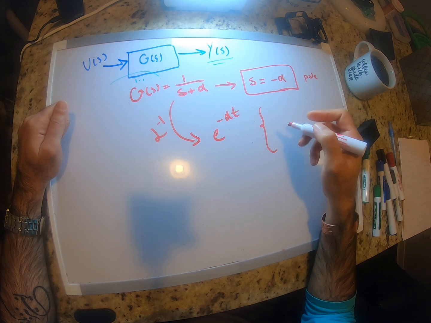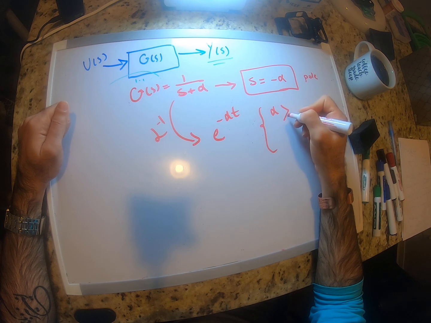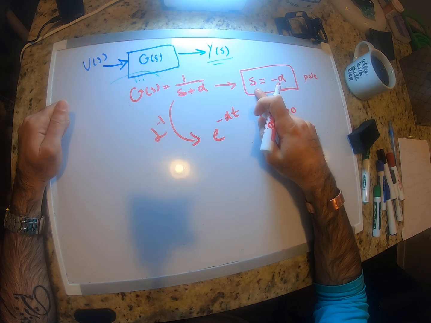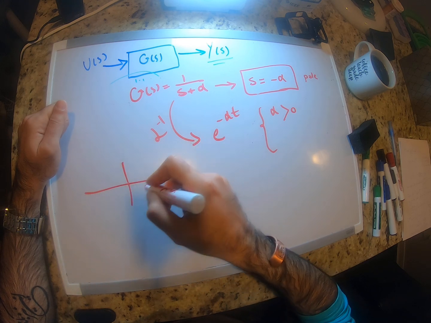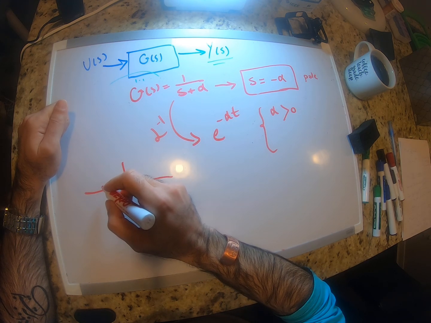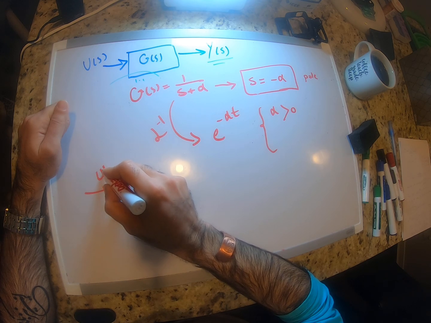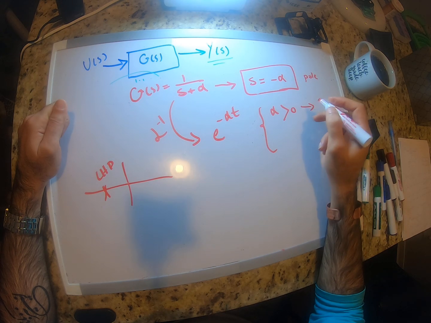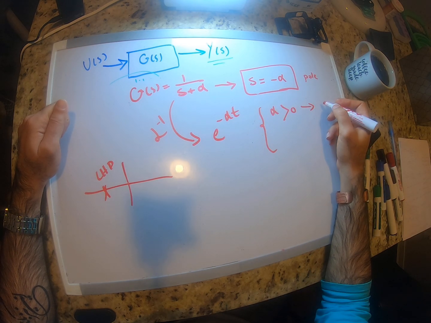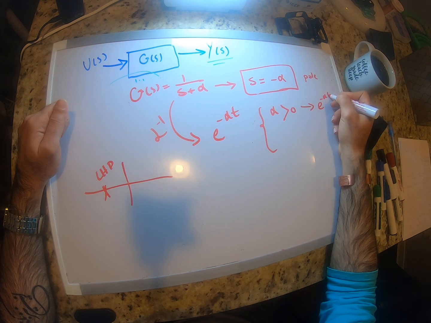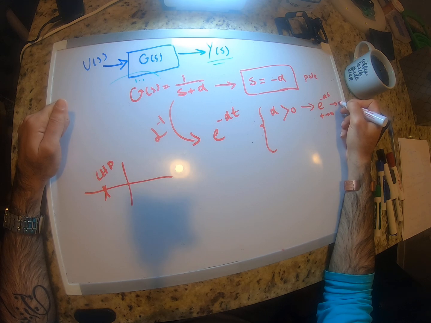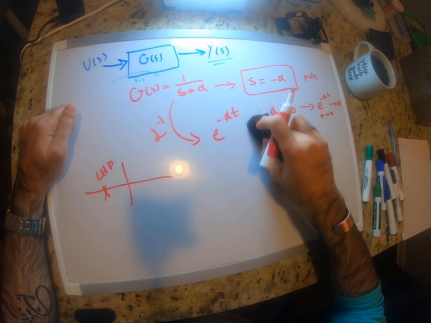So if alpha is bigger than 0, it means that the pole is somewhere in the left hand side plane, then e to the power negative alpha t, as t goes to infinity, goes to 0. I'm sorry, right?